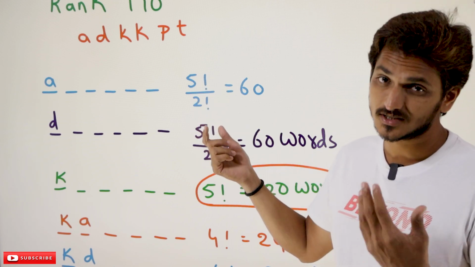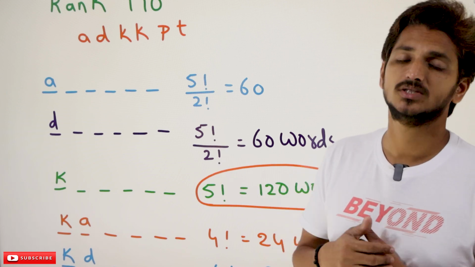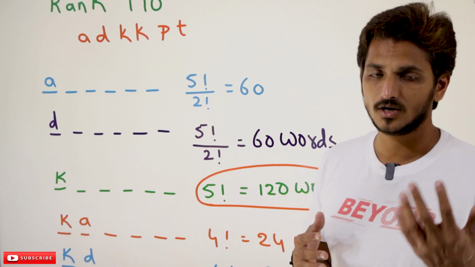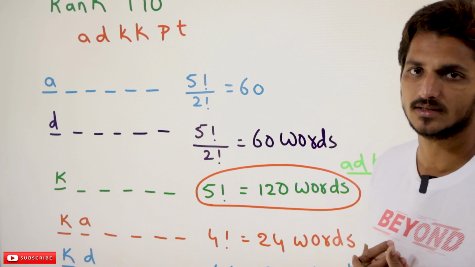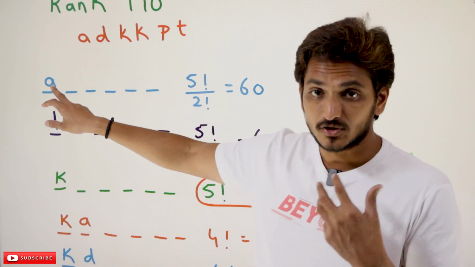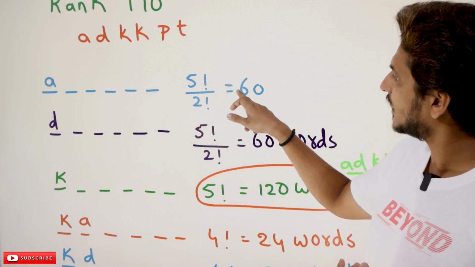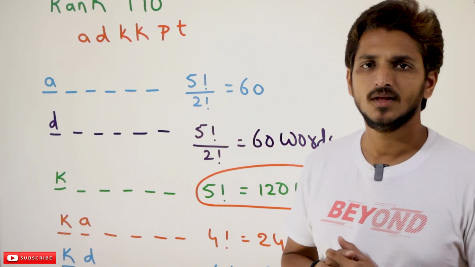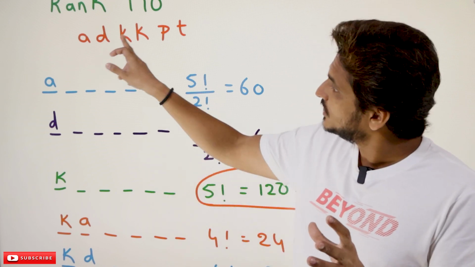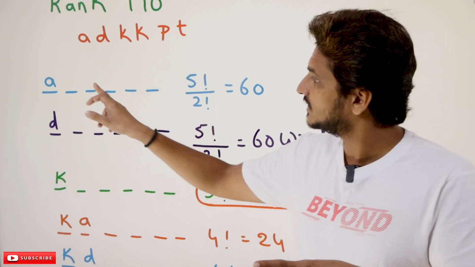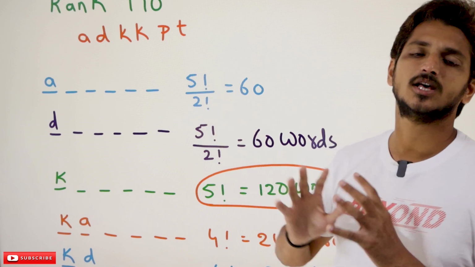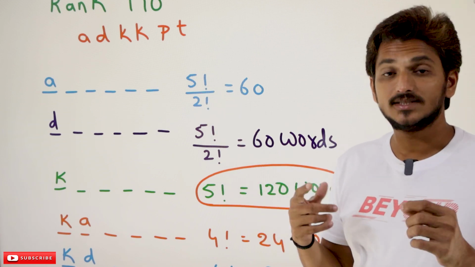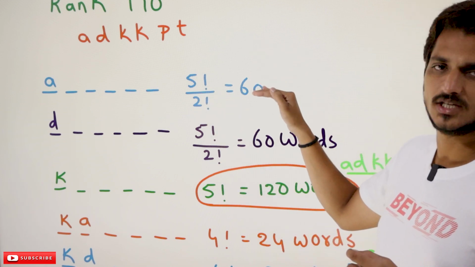Why 2 factorial? This is the basic permutation with repetitions example. Hoping you already know the basics from our previous classes. So for the words starting with A, in total how many? 5 factorial by 2 factorial means 60 possible words. So the words possible using these characters that start with A number 60. Each word is given a rank from 1 to 60.